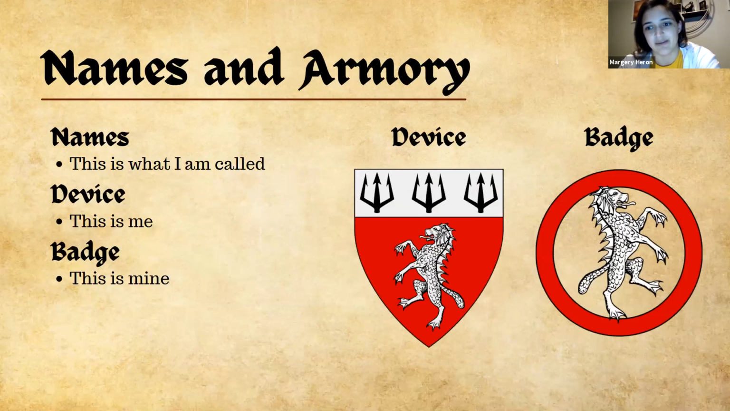So I'm starting with names and armory. Name is what I'm called. Your device represents you, and your badge represents your stuff. So here on the right, you can see my personal device and my personal badge. So the one that's in a shield shape represents me. I wear that on my body or on my shield that says like, Margery is here in this place. This is her. And the original purpose of heraldry was so that when you would look across a battlefield, you knew who to attack and who not to attack.